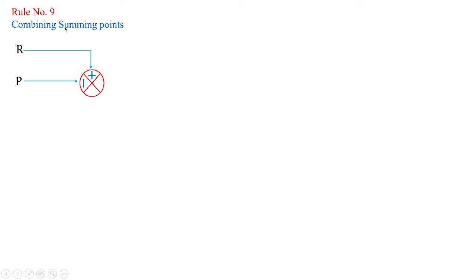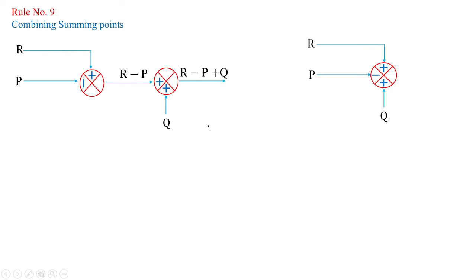Then combine the summing points. You see parameter P and R are taken in this fashion. The resultant would be R minus P, and it is given to another summing point of Q in addition. So that result will be R minus P plus Q. So if at all I want to combine them, I can combine them like this. Three parameters R, P, Q, and the resultant would be R minus P plus Q.